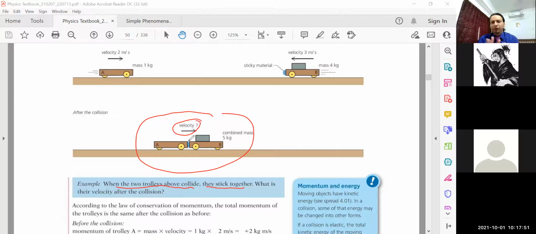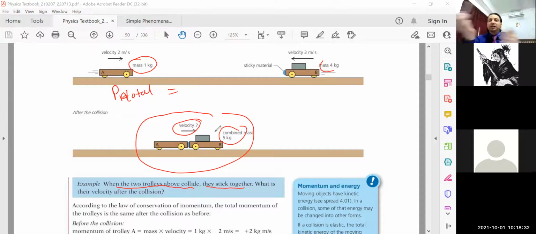There are some cases that we will practice where they may get separated, children, and then we have to find the mass, velocity, change in momentum, according to the situation. So here we have to find the velocity. Again, children, let me write the total momentum after the collision. After the collision, the situation is that both objects are combined. Mass of one object is 4 kilogram, the second is 1 kilogram.